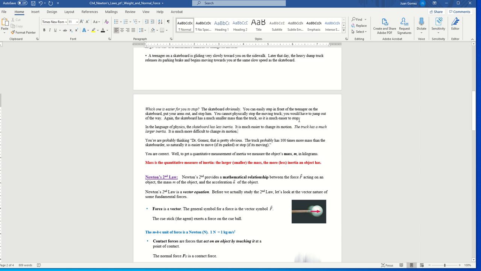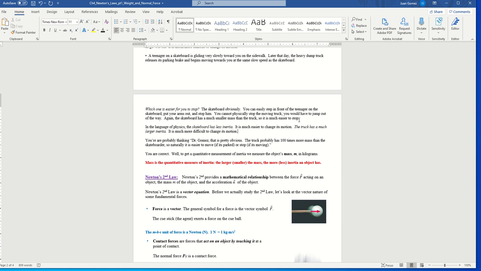Well, again, in the language of physics, we say the skateboard has less inertia. Again, it's much easier to change its motion. It doesn't matter. That change in motion could be something at rest that you want to get to move. Think of the first example. The truck and the skateboard are both parked in your backyard or in your driveway. You need to move them so you can go to work. It's much easier to move the skateboard than it is the large truck.